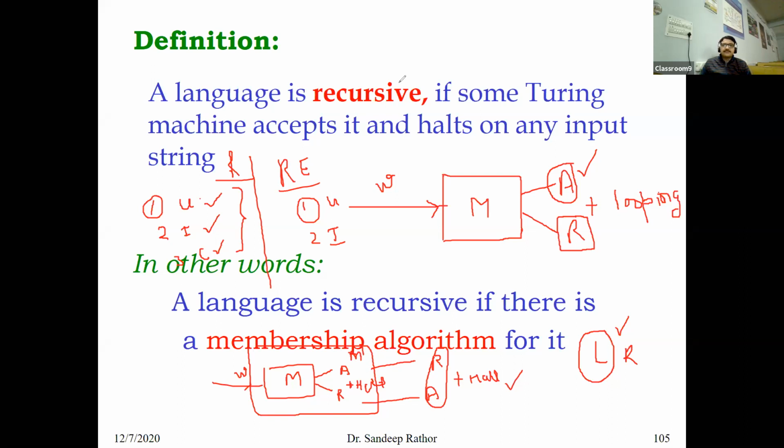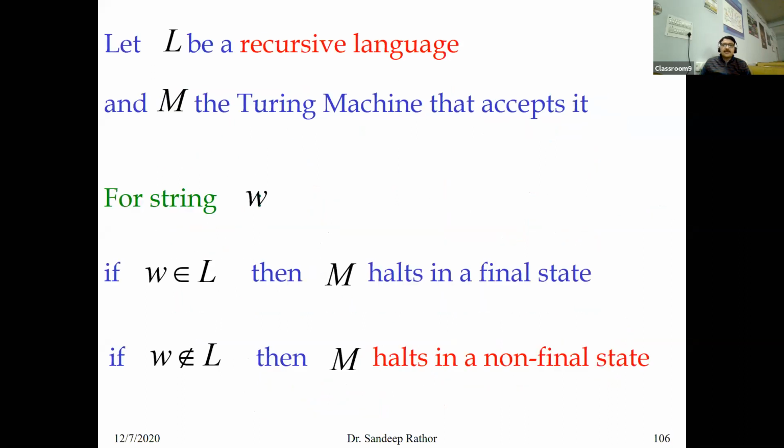Mathematically, I already told you this: let L be a recursive language and M the Turing machine that accepts it. For string W, if W belongs to L, then M halts in a final state. If W does not belong to L, then M halts in a non-final state.